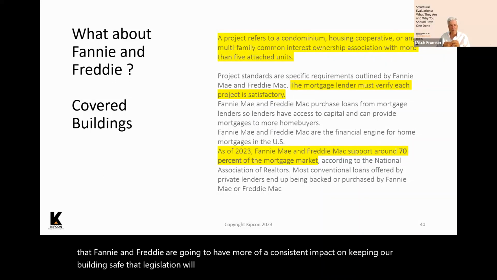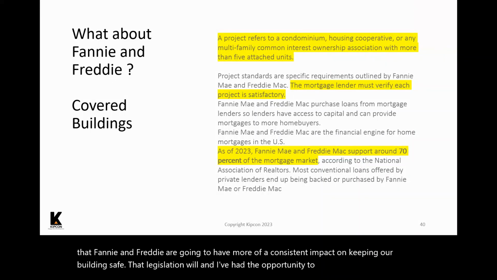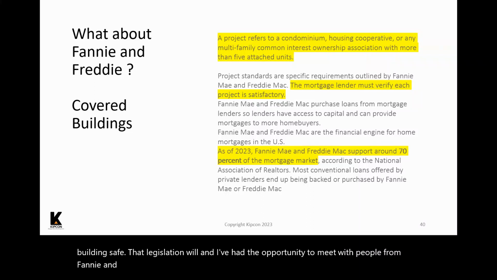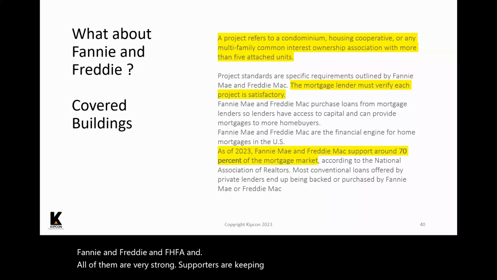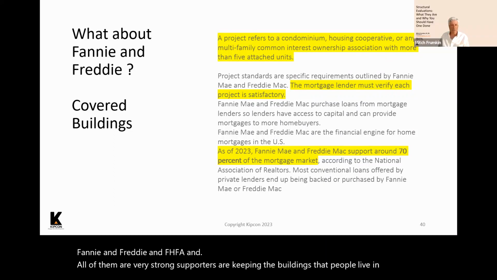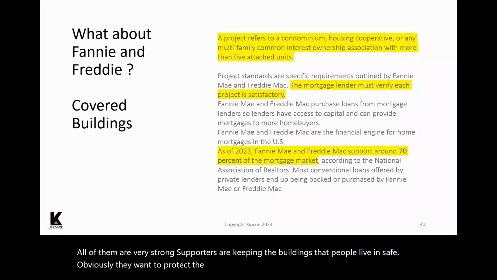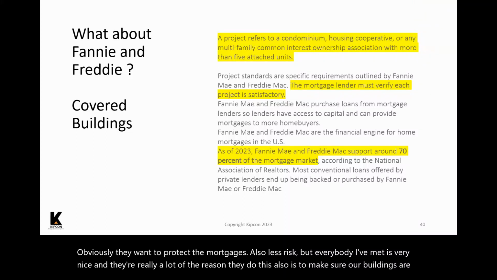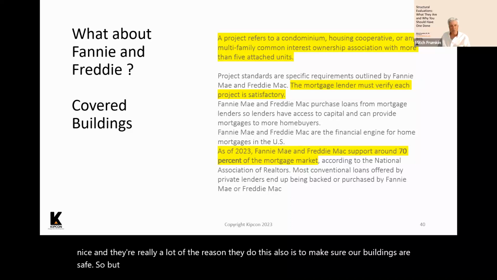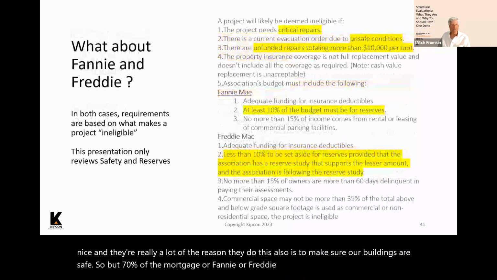I've had the opportunity to meet with people from Fannie and Freddie and FHFA, and all of them are very strong supporters of keeping the buildings that people live in safe. Obviously, they want to protect the mortgages also, with less risk. But everybody I've met is very nice, and a lot of the reason they do this is also to make sure our buildings are safe. But 70% of the mortgages are Fannie or Freddie. So what are some of the things they say?